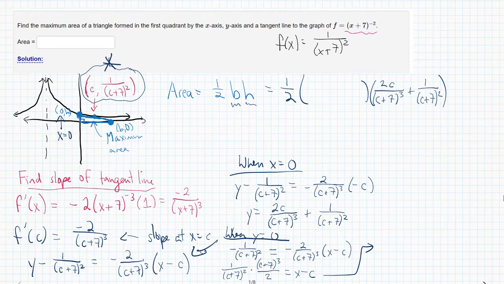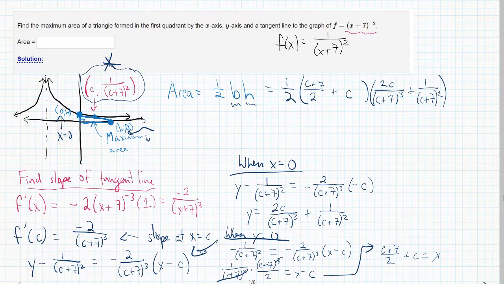And so now, well, first actually, let's make this a little bit nicer. The c plus 7 squared would cancel off with two of those three c plus 7. So we can write this as c plus 7 over 2 plus c equals x. And so now that must be our b value. So c plus 7 all over 2 plus c, that is our b, because this was when y equals 0.